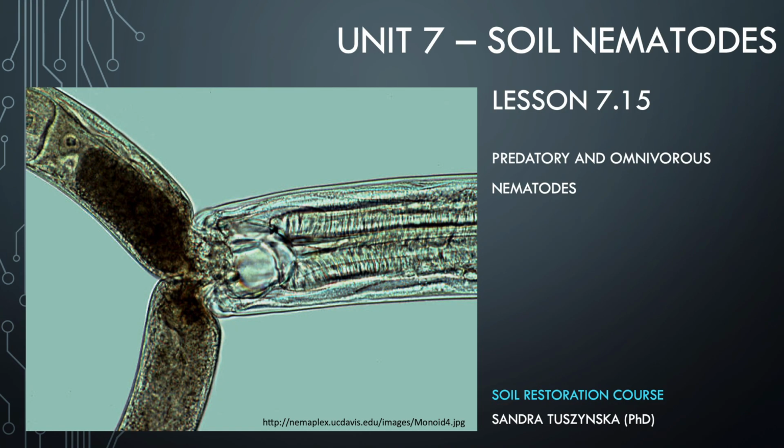So we have come to the end of lesson 7.14, and in our next lesson we'll focus on predatory and omnivorous nematodes. And these guys are very beneficial in the soil, being primary predators of root-feeding nematodes. Okay, so you'll be hearing from me again in lesson 7.15. Bye for now.